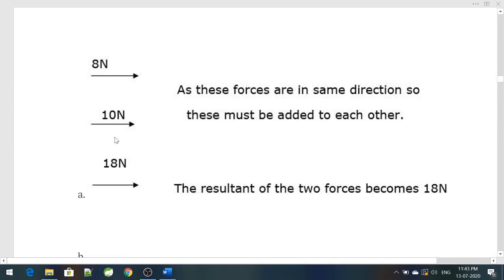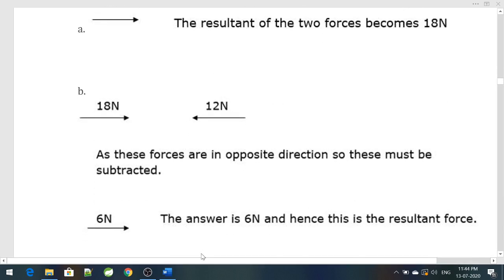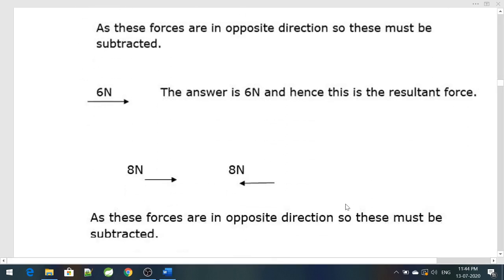So let's see the first one. 8 newtons and 10 newtons are moving in this direction. As these forces are in the same direction, they must be added, so the resultant becomes 18 newtons. Now these are in opposite directions, so they must be subtracted. When we subtract these two, we have 6 newtons, and hence this is the resultant force.